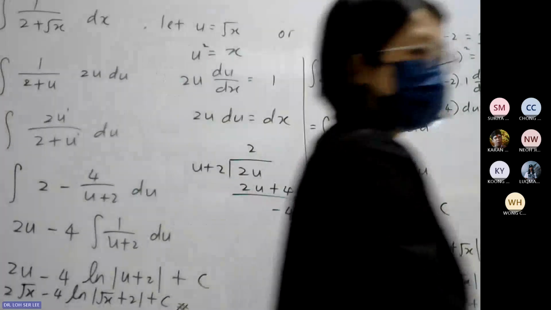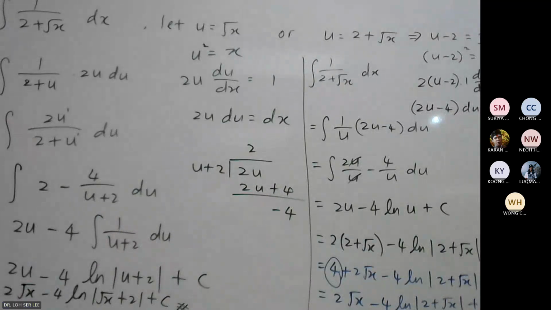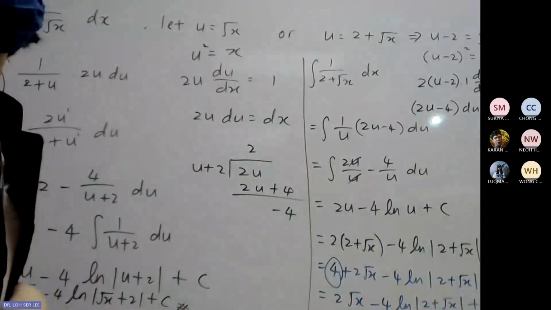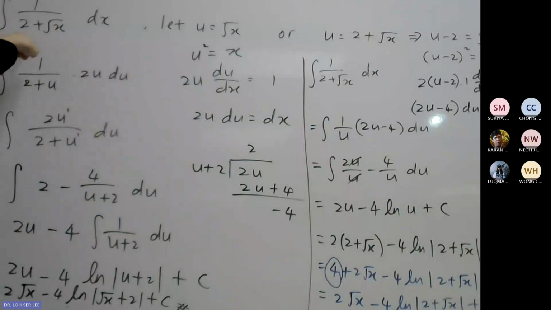Any questions? So from this example, we can see which one is simpler. This one is simpler, right? In this kind of case, we take the denominator function as our u.